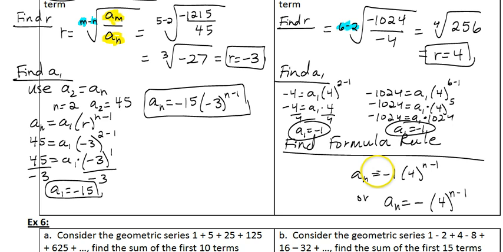And now I'm going to plug that in and r, and technically, you don't need to have -1 times something. I can just say negative that something. So there I go. A sub n equals negative, and then 4 to the n minus 1 power.